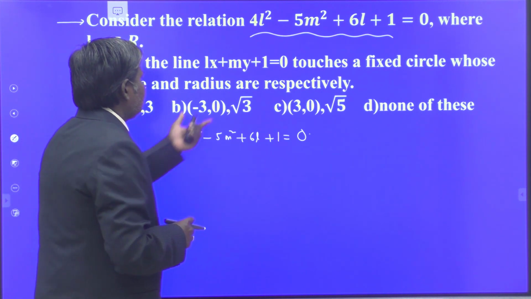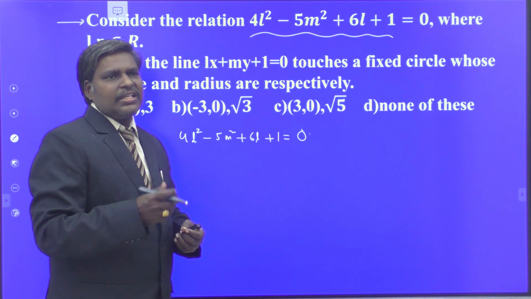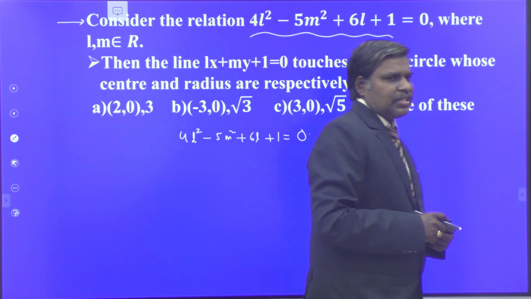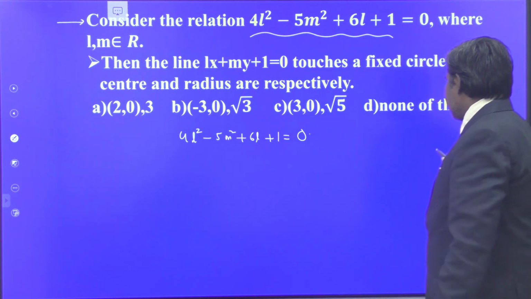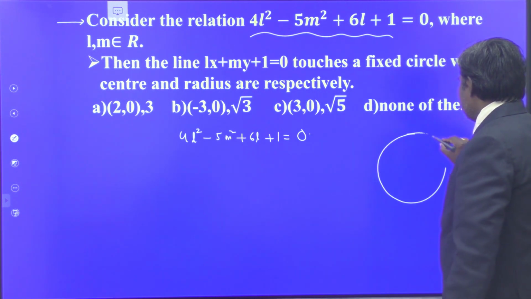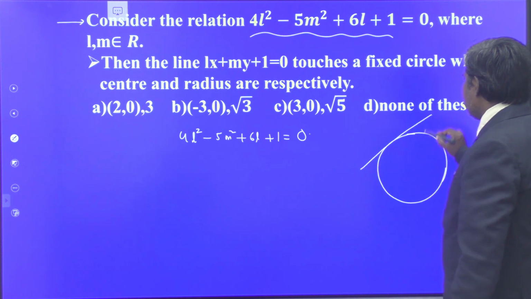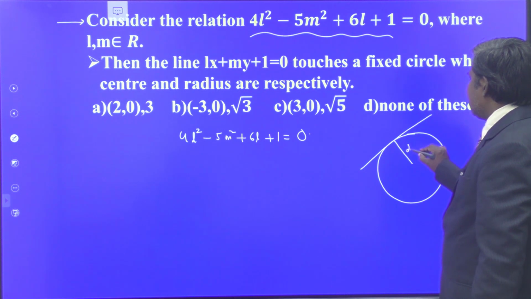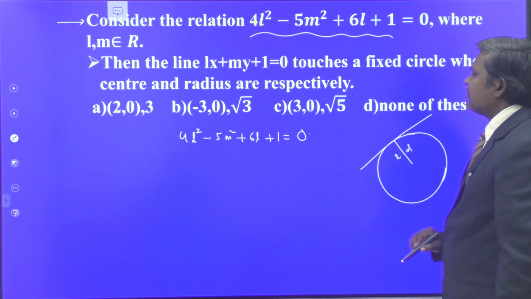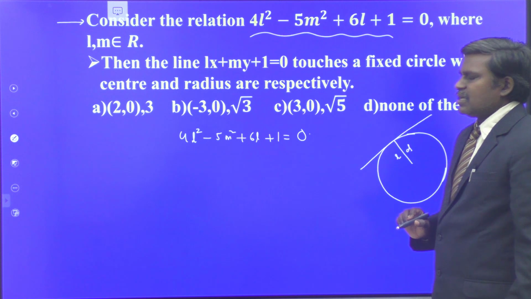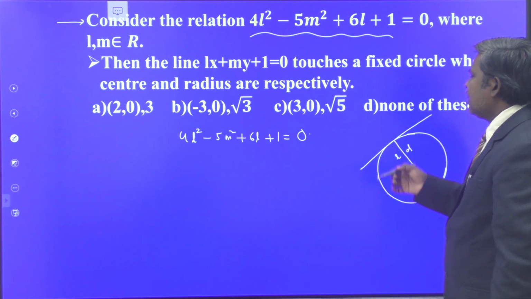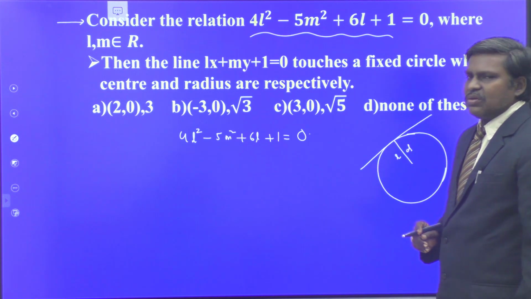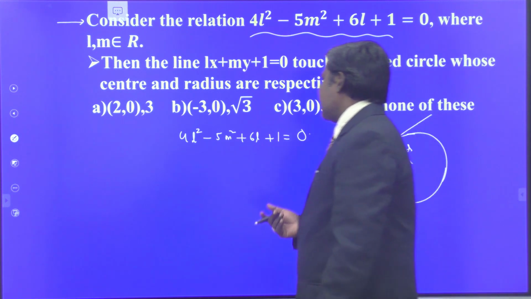When you say this line touches some circle, R is equal to D. The radius of the circle is equal to the perpendicular distance from the center to the line. Some circle is there like this, and some line is tangent to this circle. Then the perpendicular distance from center C to the line is equal to the radius of the circle. With the help of this concept, we have to make R equal to D form for the line Lx plus My plus 1 equal to 0. How to make that?